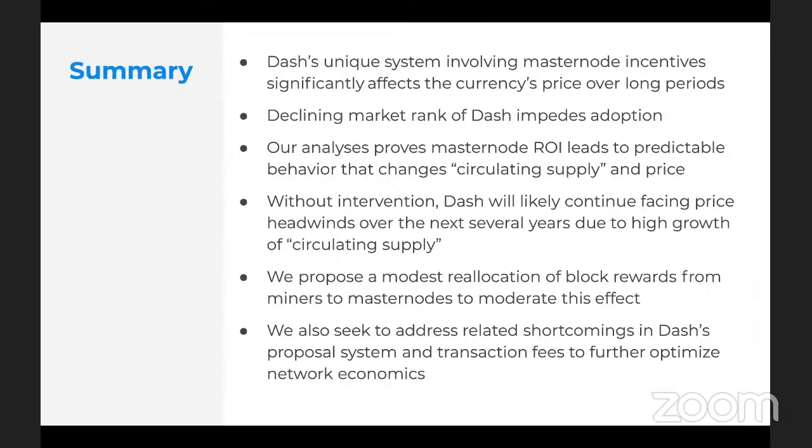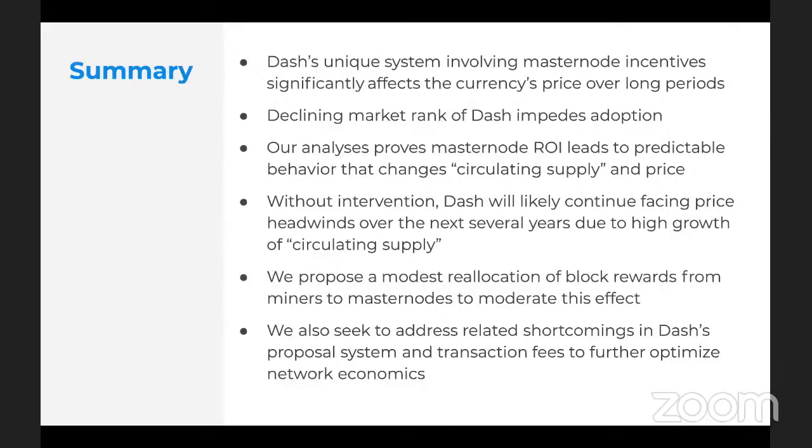What we shared back in December is that Dash's unique system that involves masternodes, including masternode collateral and masternode incentives, significantly affect the currency's price over long periods of time. We've gone through a couple of marked time periods of dramatic change in the price, and we hypothesized that it could be due to some of those economic incentives associated with the masternodes in part, and a declining market rank of Dash, we believe, impedes Dash's adoption. Obviously, on a relative basis, given a choice between two assets, and one seems to be falling within the market cap rankings, it does affect the uptake of the currency and usage of it.